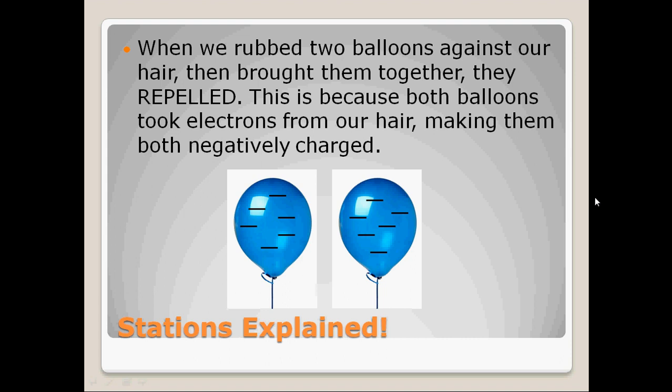The reason for that is, just as we saw in that simulation just now, both balloons ended up taking some of the electrons away from your hair. That caused both of them to have an excess number of electrons so that they were negatively charged. And so all those excess electrons in this balloon repelled all those excess electrons in that balloon, so they pushed apart from each other. Okay.